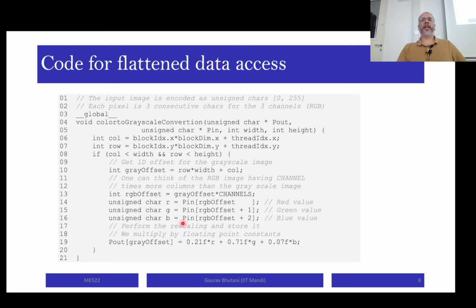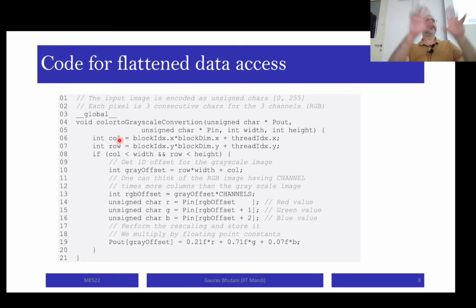So, this is a code. You do not need to have a look at the full code. You just have to look at lines number 6 and 7. So, you say the column number is blockIdx.x times blockDim.x plus threadIdx.x. This is exactly what I showed you earlier. So, you have col and row which relate to the column and the rows of a matrix.